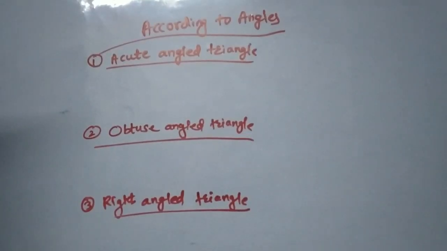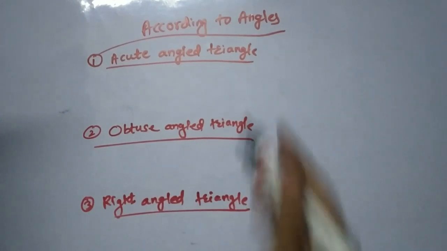So friends, now we have the classification of triangles according to angles. First of all, we have the acute angle triangle, then the obtuse angled triangle, then the right angle triangle. As the name itself suggests, an acute angled triangle means a triangle in which all the three angles are acute. Means all the three angles, whatever angles are given, they should be less than 90 degrees.